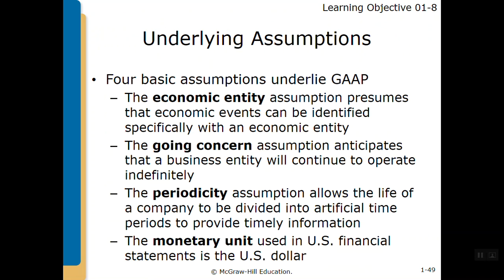The economic entity assumption assumes that economic events can be identified specifically with an economic entity. In other words, when we do financial statements, we're reporting them for a particular economic entity. An example of this would be if I started an accounting firm, and so let's call it ABC Accounting. So ABC Accounting is my company, and I am an individual. So whenever I do financial statements that report on ABC Accounting, those financial statements are only going to consider financial transactions that happen for the company.